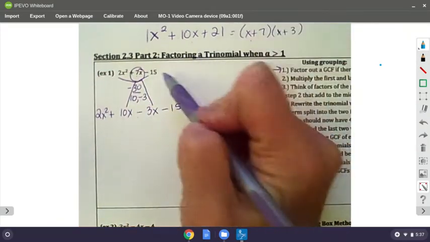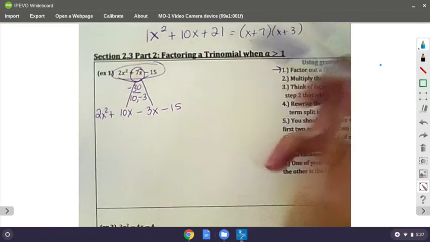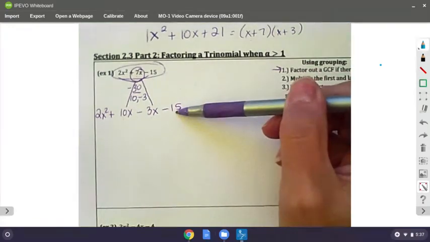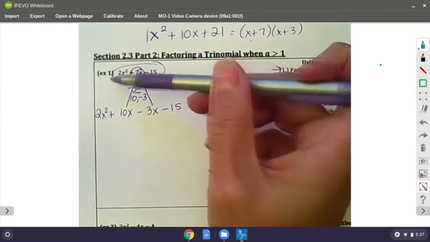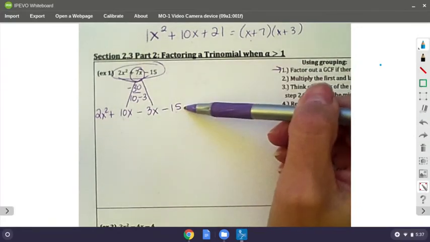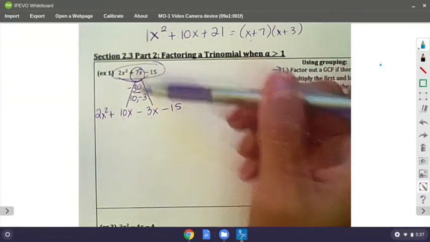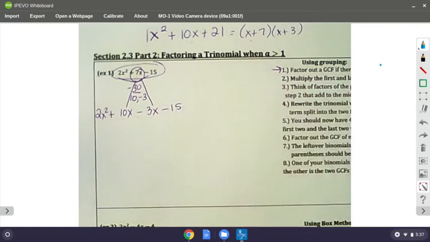So do we see what I did? I took the original trinomial and I rewrote it with 4 terms. The first term stayed the same. The last term stayed the same. Just 7x switched to 10x minus 3x. And so the reason why we do this is we use a method of factoring called factor by grouping.